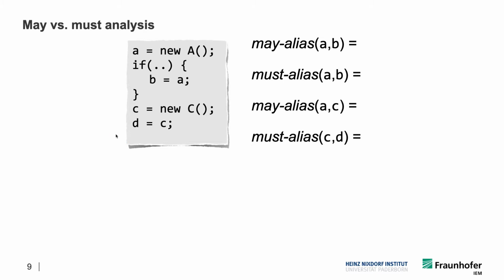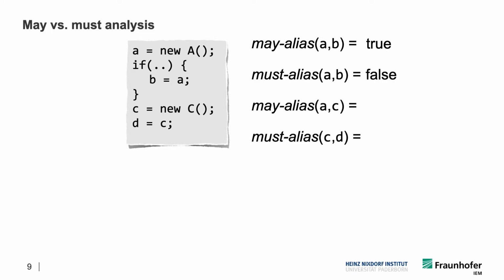Now we can go through these different queries and see what would be the right answer. Let's take a look at may alias A and B. Can A and B ever point to the same object? Well, for sure they can, because there's this possible execution here that assigns A to B. So the right answer here is true. But is it also true that A and B must alias? Well, that's not the case, because there is an execution where you bypass this branch and then they don't alias. So this is false.